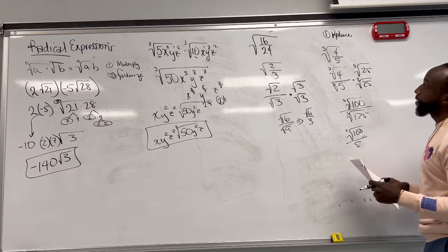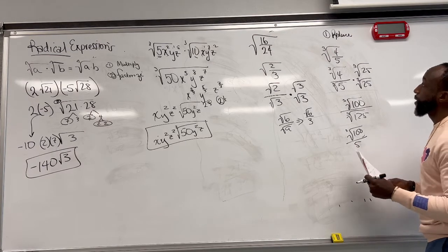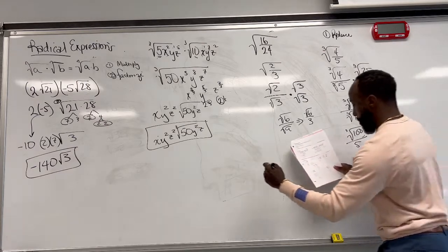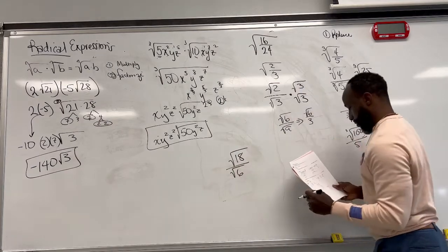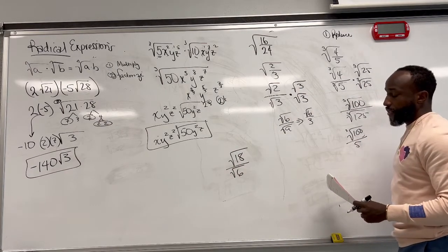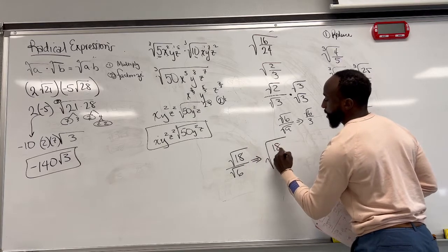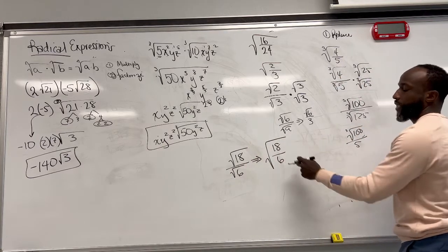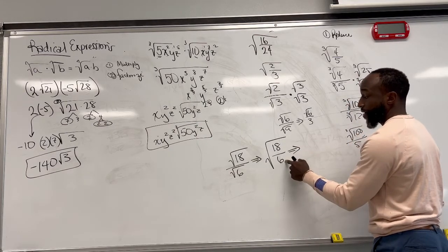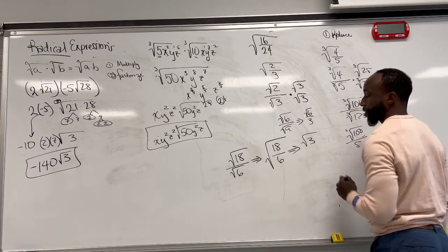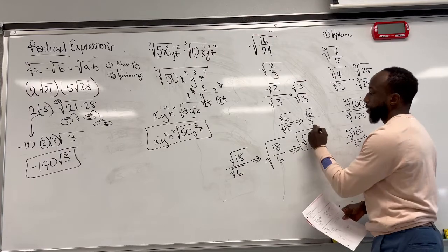Then let's look at this last example, number 10. We've got the square root of 18 over the square root of 6. First things first, let's see if we can reduce this. So let's write it together. 18 over 6. 18 and 6 can be simplified. 18 can be divided by 6 to give you 3. So you're left with the square root of 3, and there is no bottom number now. And so you're done.